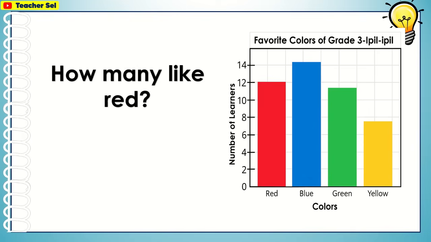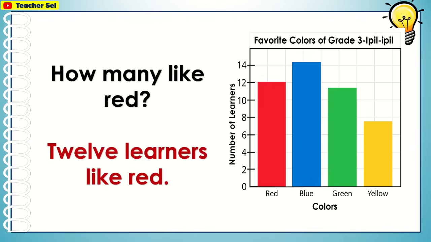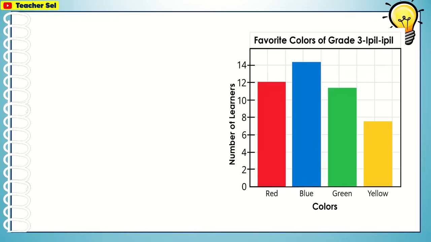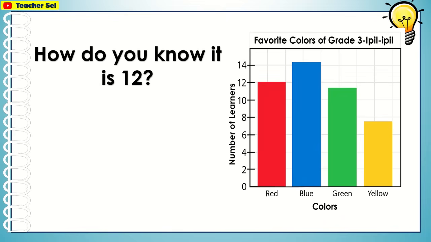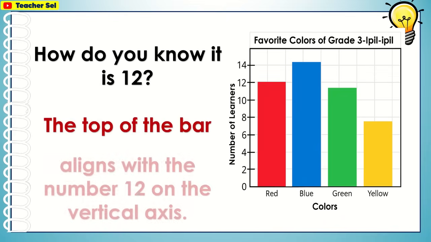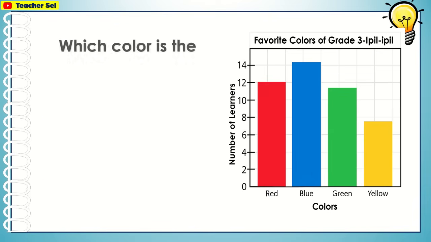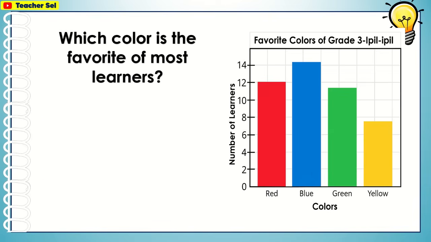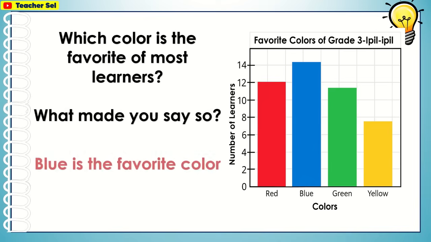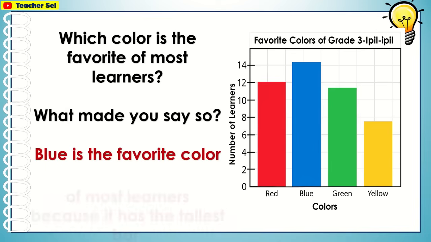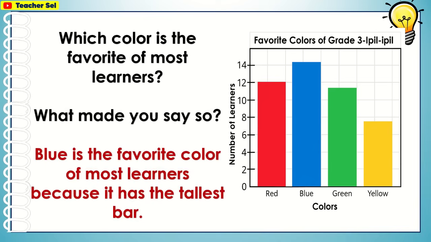How many like red? 12 learners like red. How do you know it is 12? The top of the bar aligns with the number 12 on the vertical axis. Which color is the favorite of most learners? What made you say so? Blue is the favorite color of most learners because it has the tallest bar.